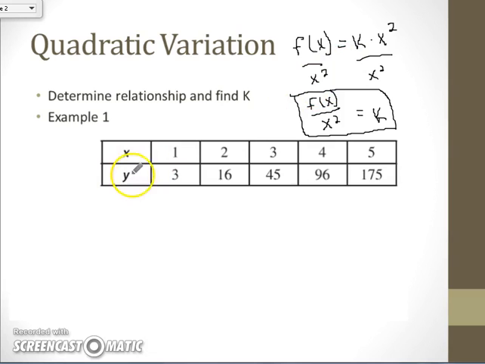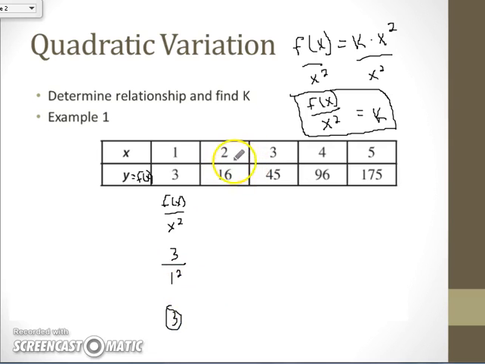So for this first one, notice that it has y instead of f of x. Y is the same as f of x. They're both the output values. So for this first ordered pair, the x value is 1, the y value is 3. If we're finding k, we want f of x over x squared. Well, our f of x value is 3, so 3 divided by 1 squared. This one comes out to equal 3 because 1 squared is just 1.